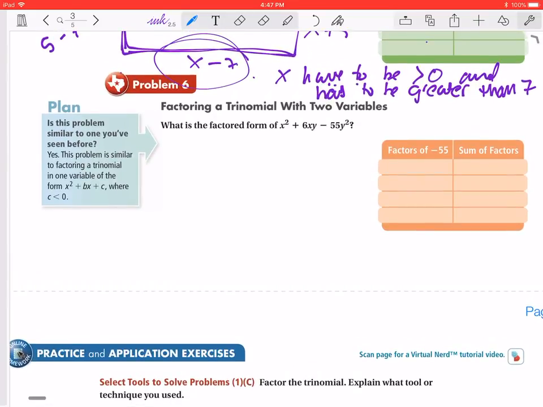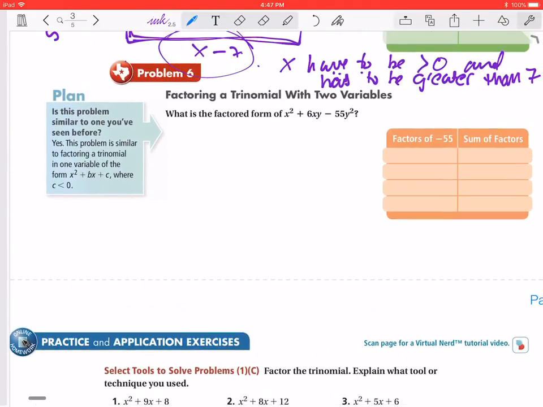I'll do problem number 6, and then I'll do some of the practice problems, all right? See you then.